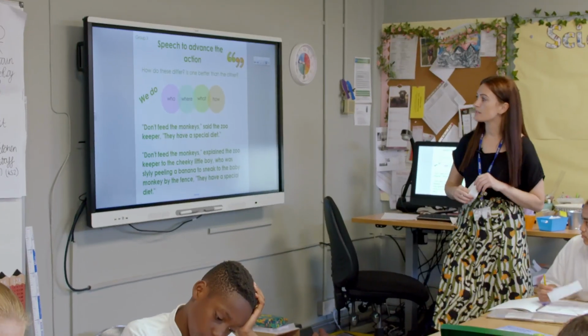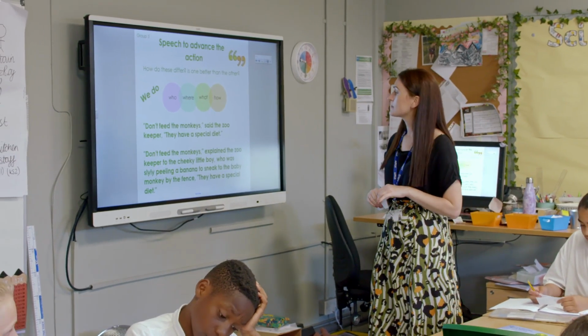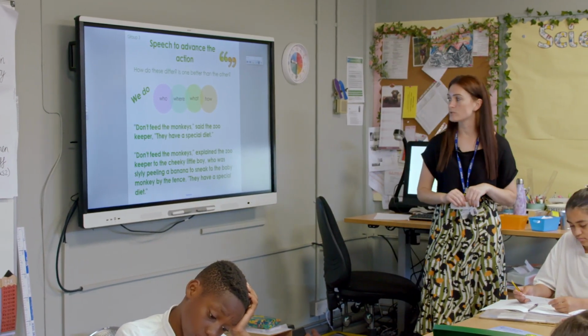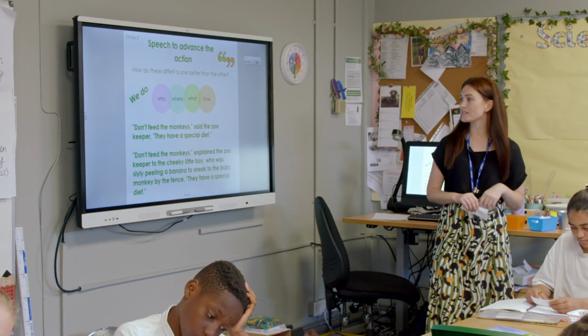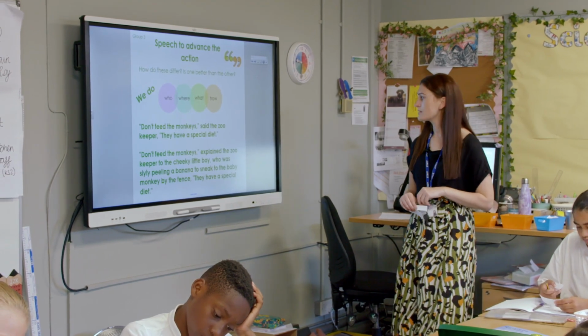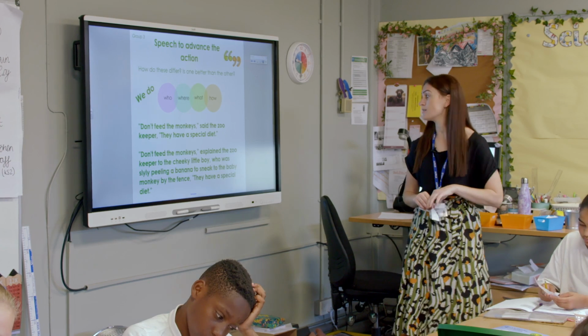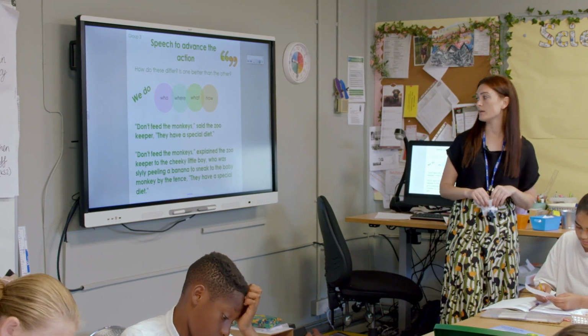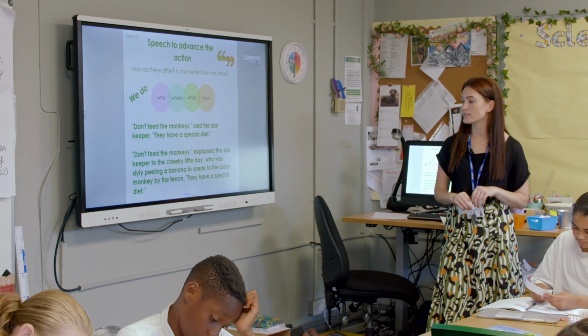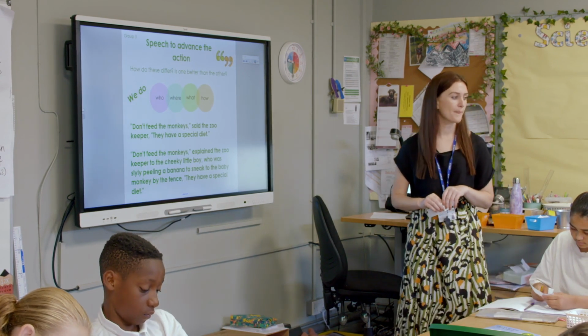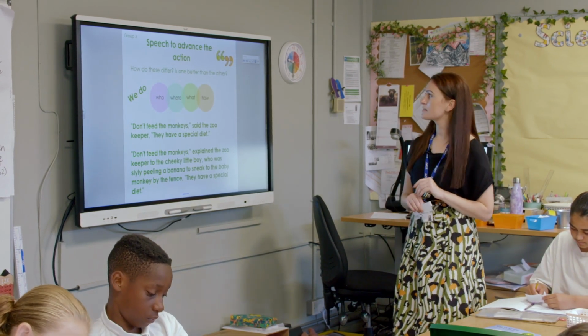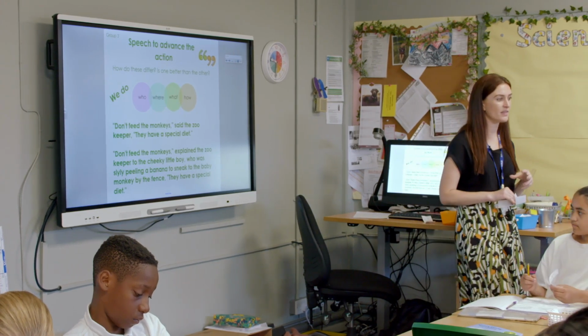So the first one says, "Don't feed the monkeys," said the zookeeper, "they have a special diet." The second one says, "Don't feed the monkeys," explained the zookeeper to the cheeky little boy who was slyly peeling a banana to sneak to the baby monkey by the fence. "They have a special diet." Which one of these is better than the other, we want to know.